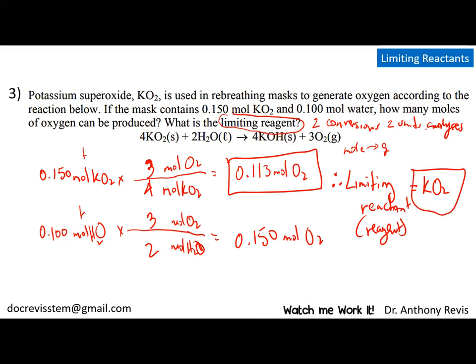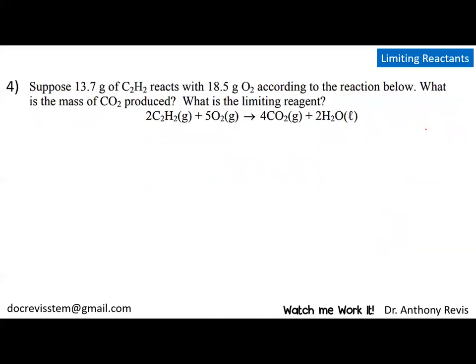That's my limiting reactant. Okay. Let's do one more here. Let's take a look at this particular one and see what we can do with it. Suppose 13.7 grams of C2H2 reacts with 18.5 grams of O2. According to the reaction below, what is the mass? In this case, we want to know the mass of CO2 produced.